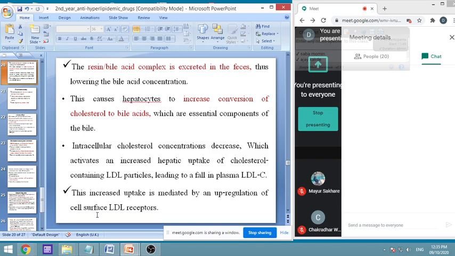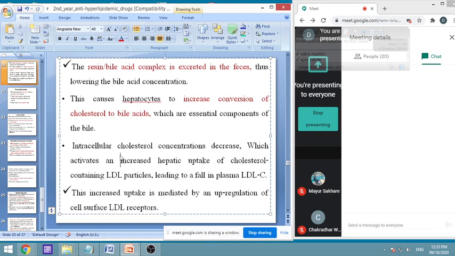As I told you, this causes hepatocytes to increase the conversion of cholesterol to bile acids, and because of this, more cholesterol is utilized for bile acid formation, an essential component of bile. The intracellular cholesterol concentration will decrease. It will increase hepatic uptake of cholesterol containing LDL particles, and thus cause a decrease in plasma LDL-C. The increased uptake is mediated by upregulation of cell surface LDL receptors.